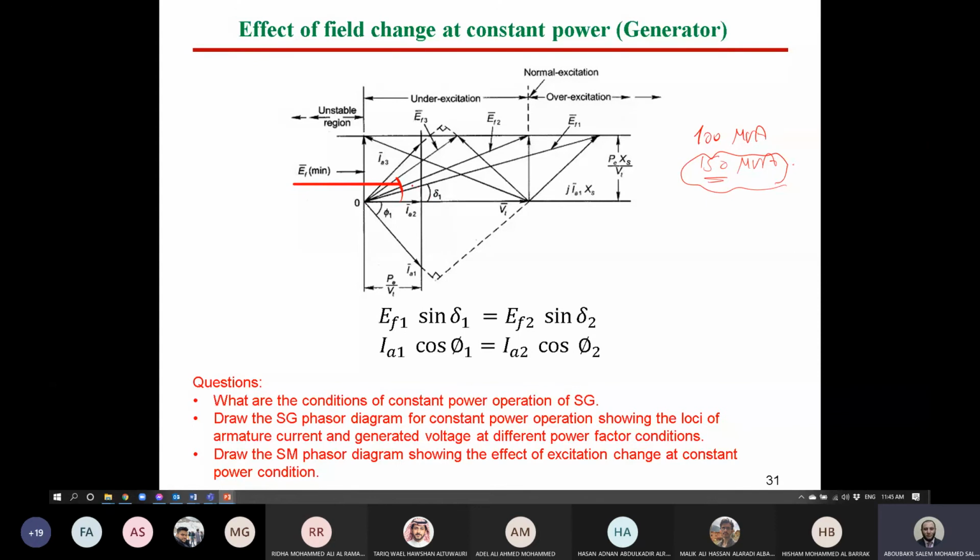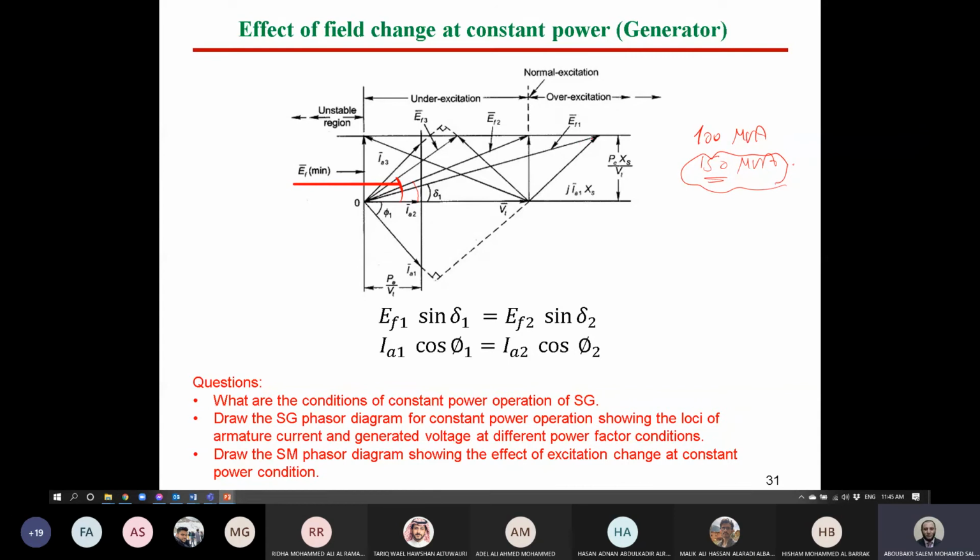So this is the angle delta 2, from that line to this reference line. This is delta 2 now. So by increasing excitation from EF3 to EF2, the power angle decreased. So again, if we increase the excitation more, what will happen?